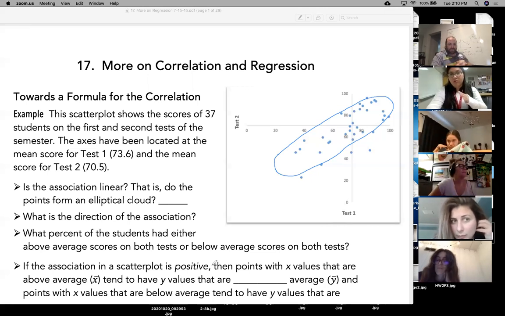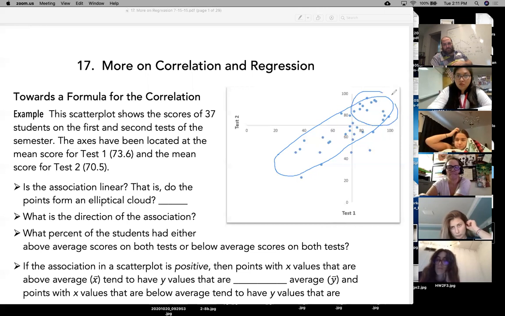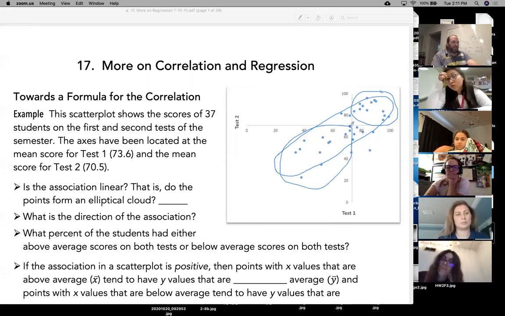Positive. Now, let's go one step deeper. If you look at all of these scores here, you'll notice that they're above average in the x direction and also above average in the y direction. And if you look at all of these scores here, you'll notice that they're below average in the x direction and they're below average in the y direction, correct? These ones and these ones have one above and one below. Do you agree? Yes. Are the majority in the first case or the majority in the second case?